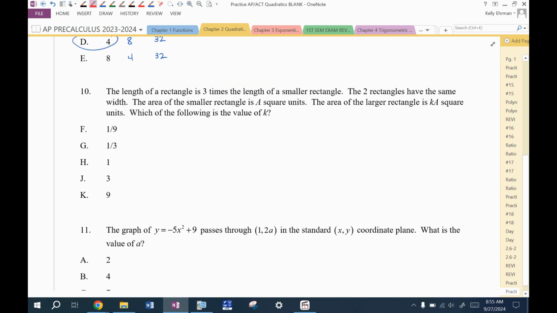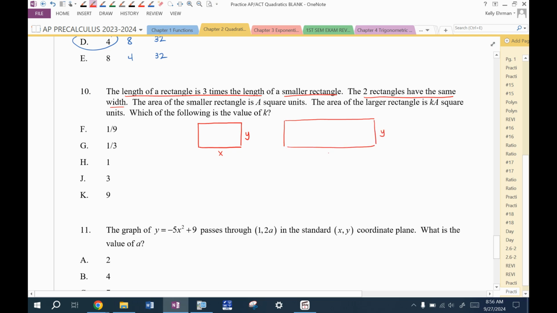All right, for number 10, the length of a rectangle is 3 times the length of a smaller rectangle. The two rectangles have the same width. So let's draw those. So we have a small rectangle. I'm just going to call the width y and the length x. And then we have same height but a longer rectangle. It's supposed to be 3 times as long. So it would still have a height of y and it would have a length of 3x.